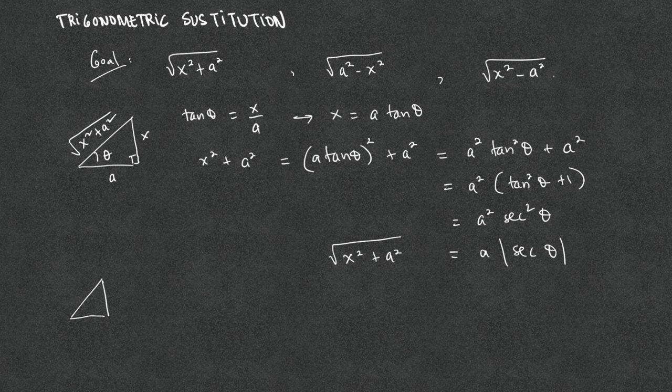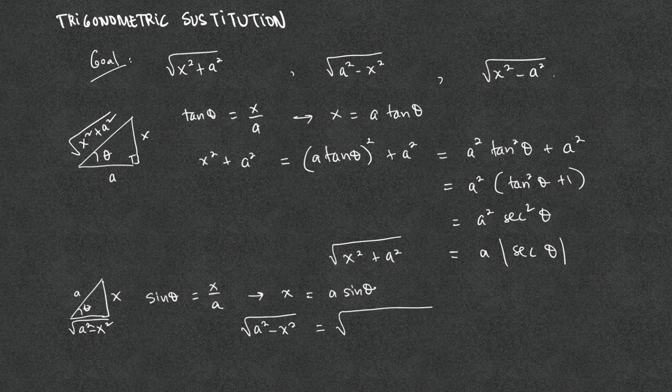Consider another right triangle whose side is x and the hypotenuse is a. The missing side is the square root of a squared minus x squared. Sine of theta is x over a, and so x is a times sine theta. The square root of a squared minus x squared is now the square root of a squared minus a sine theta squared, and this can be simplified to a times the absolute value of cosine of theta.